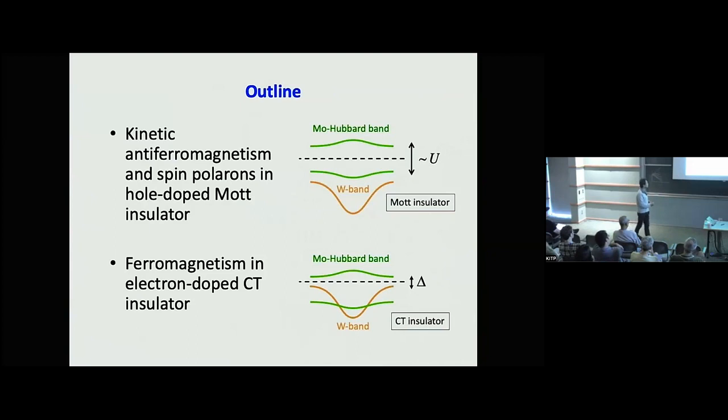And the next topic, if I have time, is that you can apply an electric field to bring into this charge transfer insulator. And then we can dope, instead of holes, additional electrons into the system to get into the tungsten band. And we actually see the emergence of ferromagnetism there. And I will try to discuss a little bit what we think is going on in these two cases. Well, it's pretty clear in this case, but maybe a little less clear in that case.